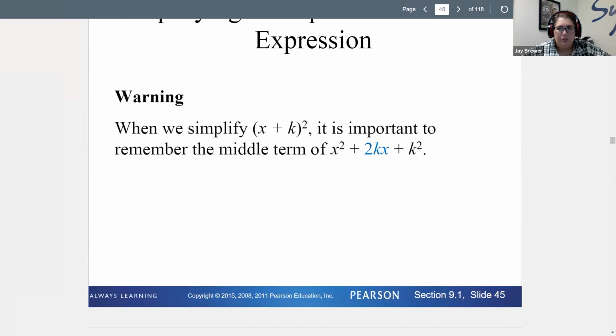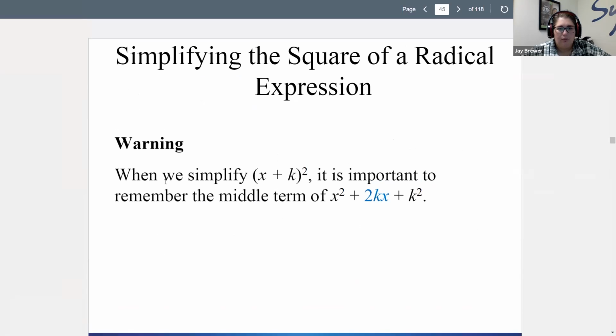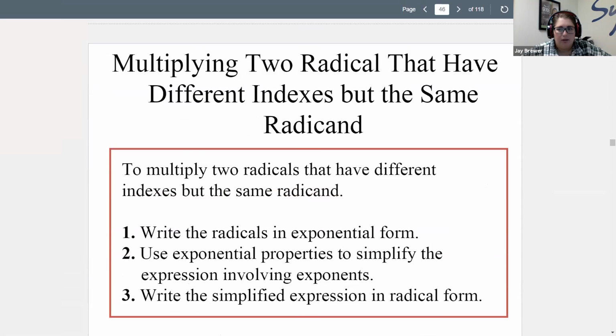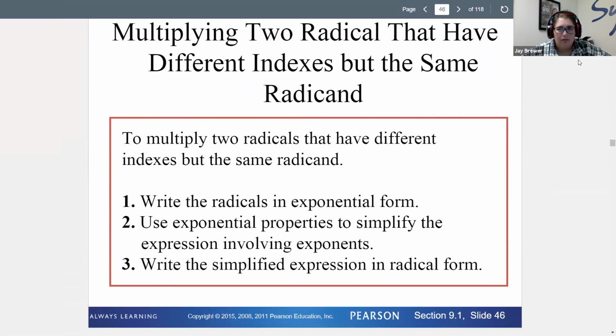All right, here is your warning. When we simplify the x plus k quantity squared, it is important to remember that the middle term, 2kx, be there. So don't just square the x and don't just square the k. I don't think I have to tell you guys that because you've been doing foiling for a minute, but there it is just in case.